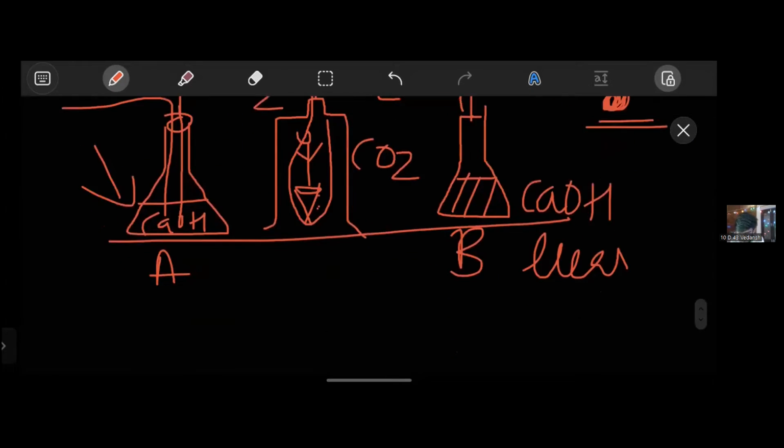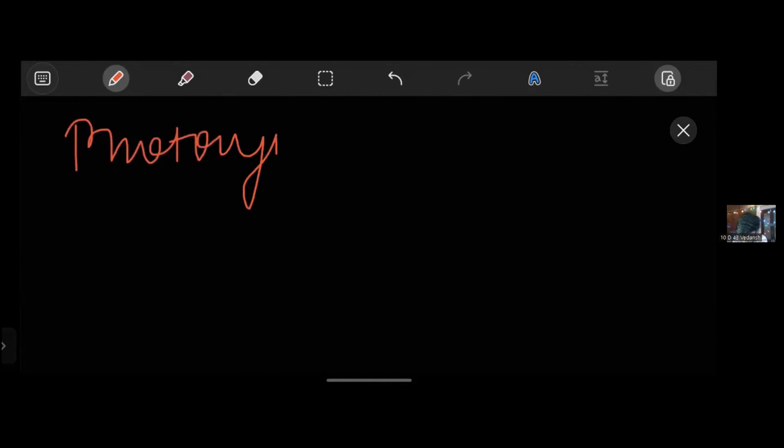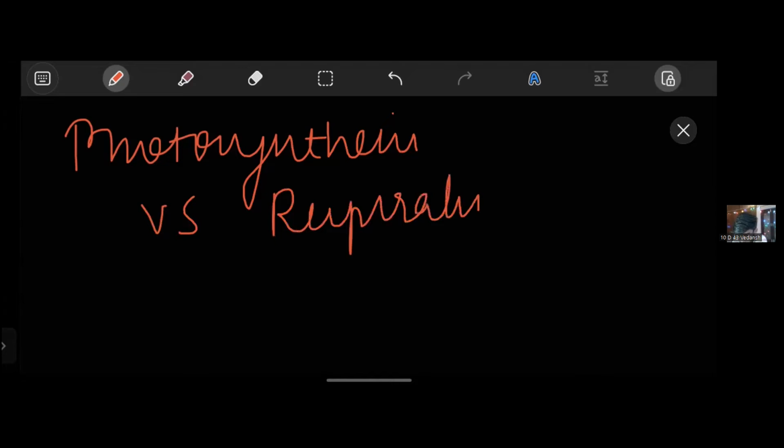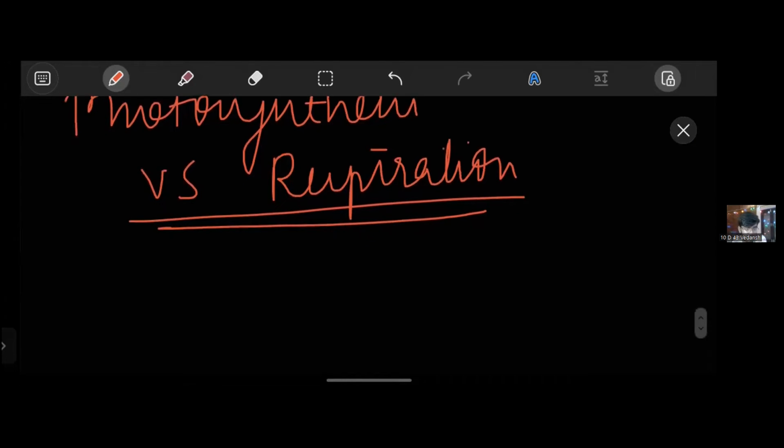Now, photosynthesis versus respiration. What is the difference between photosynthesis and respiration? I will tell you just orally, since you already have the notes of that.